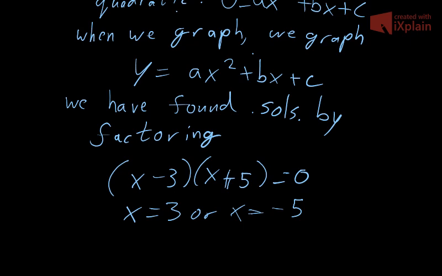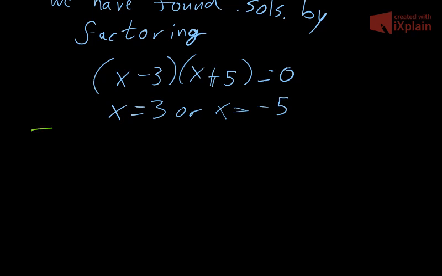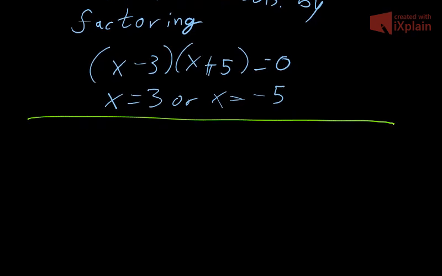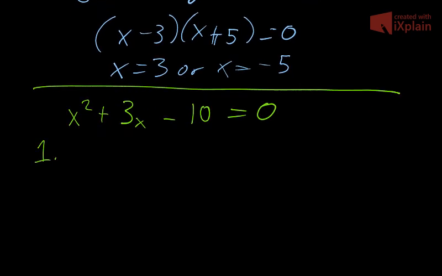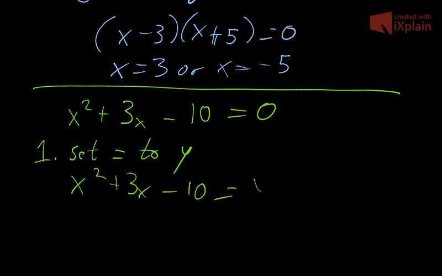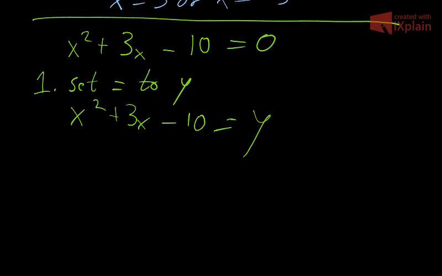But now we're going to try graphing it. So let's get an equation real quick and graph it and see what the solution is. If I'm trying to find x squared plus 3x minus 10 equals 0, what I want to do is first set it equal to y. That makes it x squared plus 3x minus 10 equals y. And then we're going to start graphing. So we're going to make our xy plot and graph.